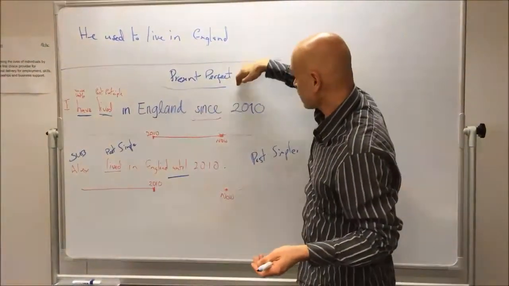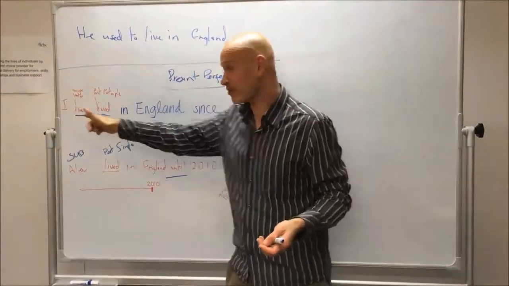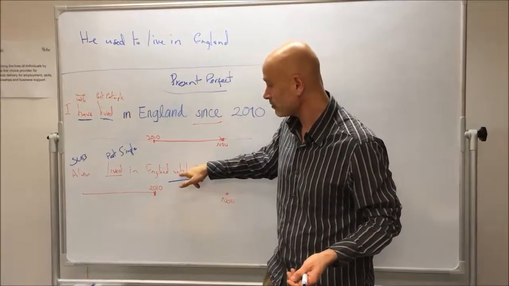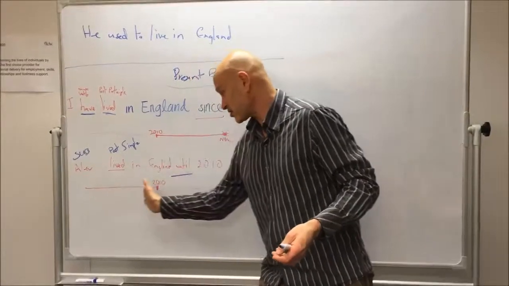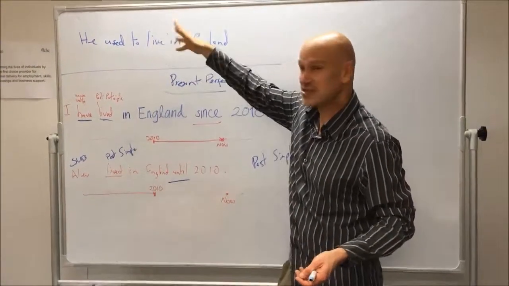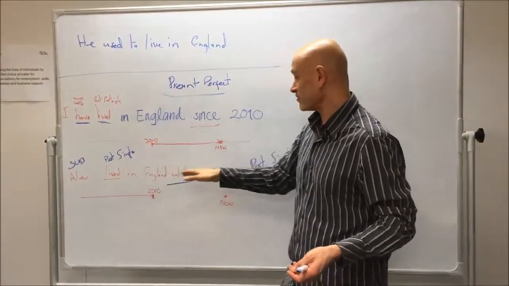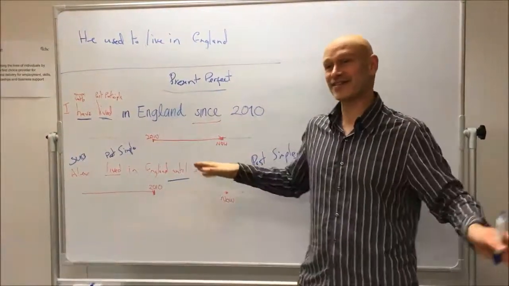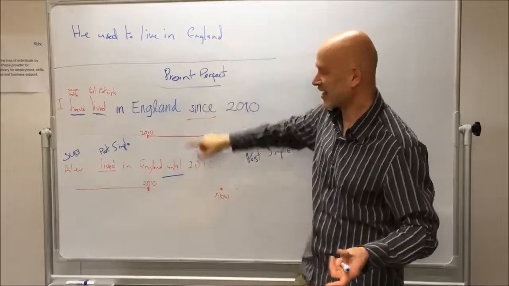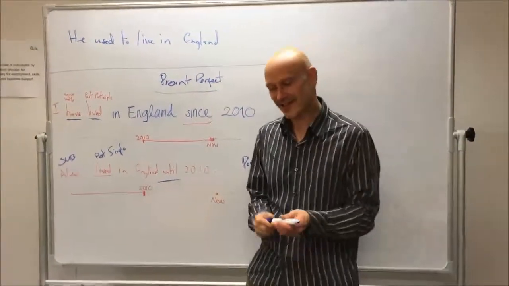So we have present perfect for something that started in the past and continues to now. Past simple using until. Something that started in the past and finished at some point in the past. And this is a lovely one. He used to live in England. He lived in England until 2010 and he doesn't live in England anymore. So yeah, that goes really well with this. They go together. I like it. Well done, Sanya. I like it. Thank you.